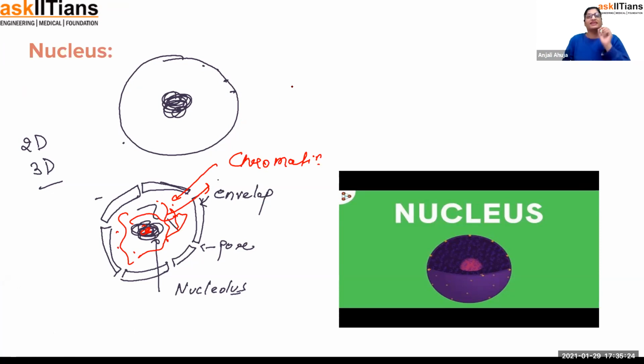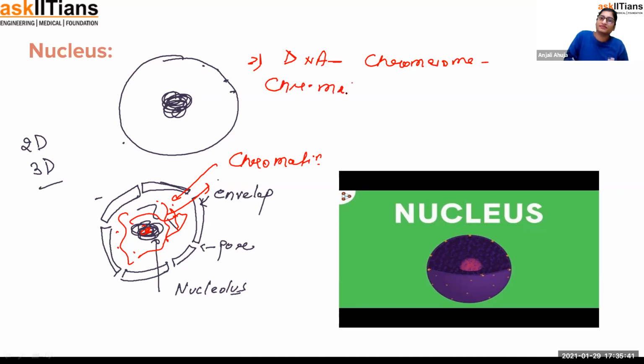Now, one thing that people get confused with: DNA, chromosome, and chromatin, how they are related. I think I have to press escape and come back. Probably my pen will start working fine. Chromatin, how they are related.